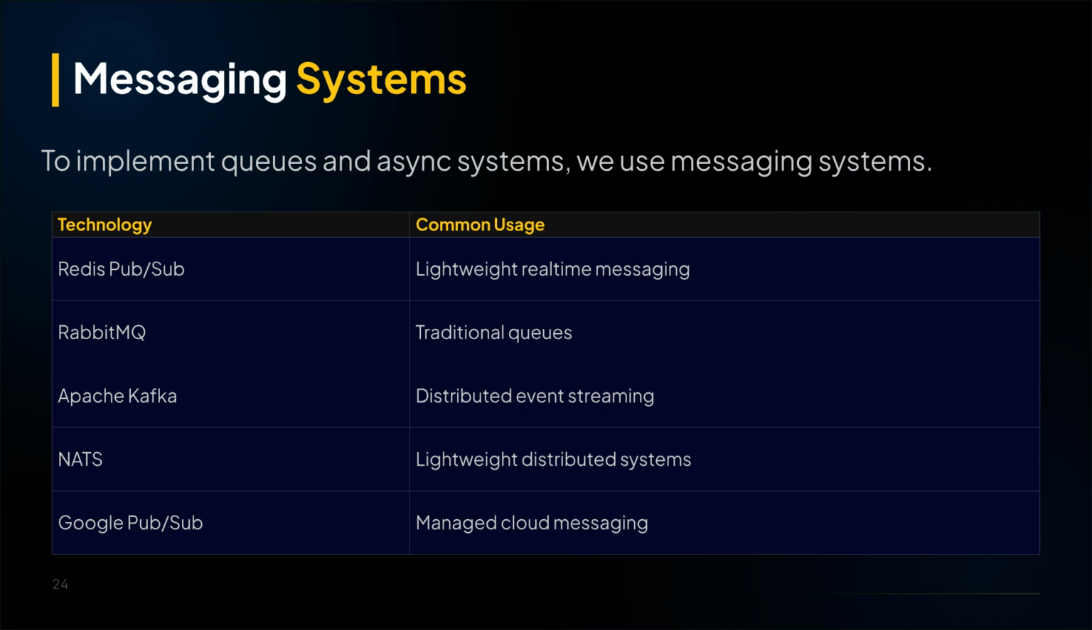To implement queues and asynchronous systems effectively, we use messaging systems. There are various technologies available for different use cases. These systems include Redis PubSub for lightweight real-time messaging, RabbitMQ for traditional queues, and Apache Kafka for distributed event streaming.